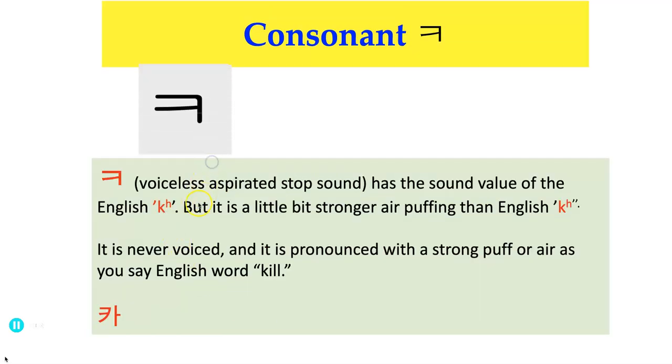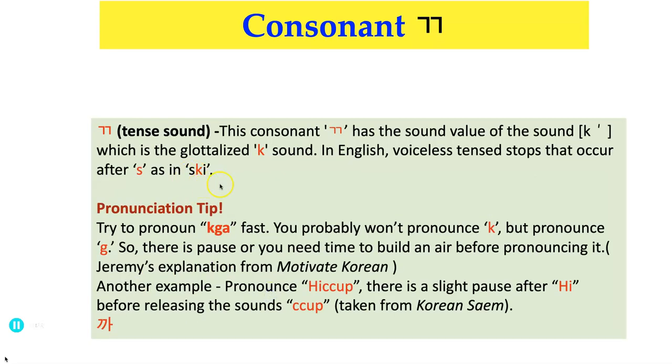This one is the aspirated sound. It has a sound value of the English KH sound, but it's a little bit stronger than the English K sound. It's never voiced and it's pronounced with a strong puff of air, as when you say English words like kill. Ka, ka, ka. It might be easy for you because you have this sound in English. And this one is the tense sound.